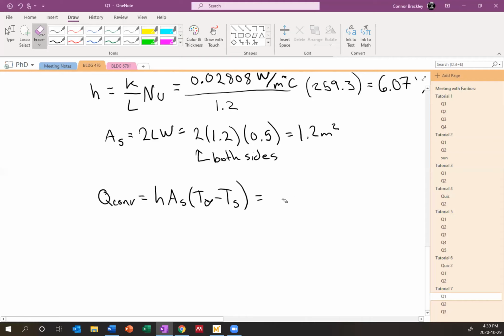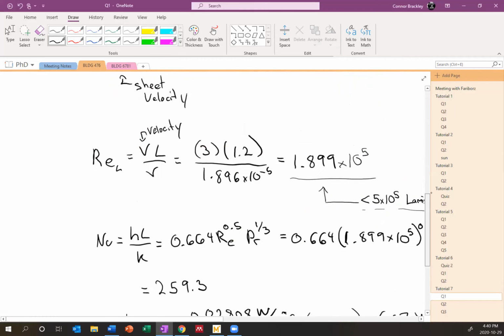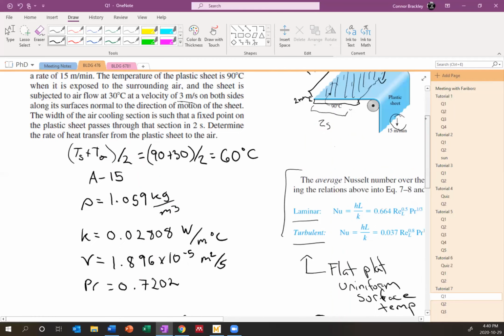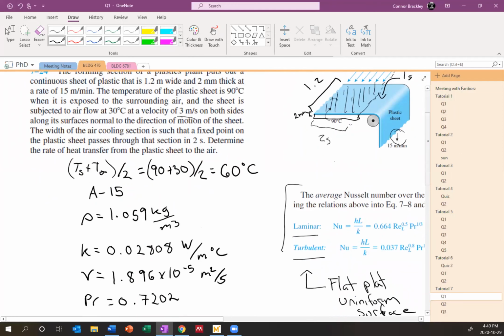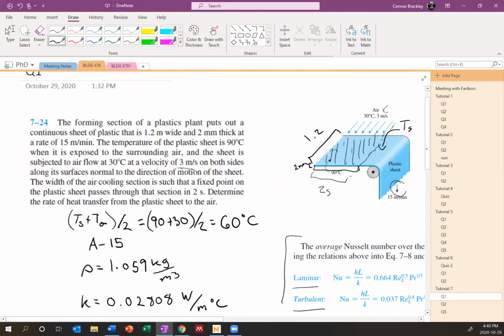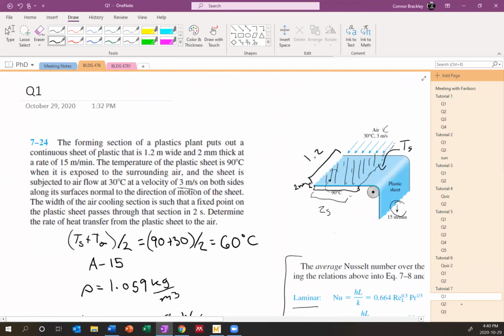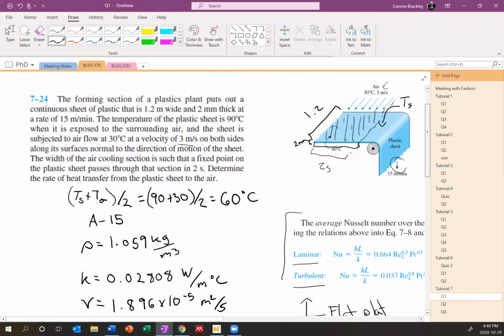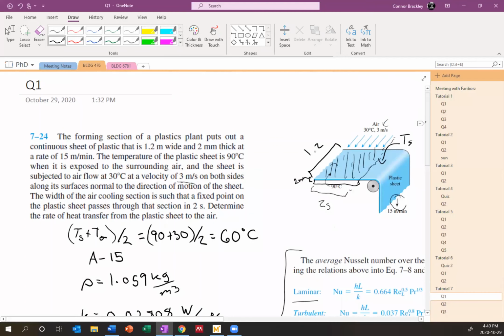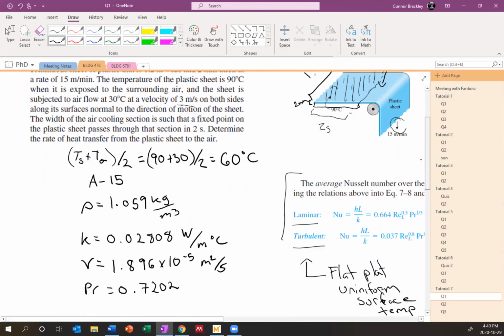Actually, to save some time I'll write it all out. We found H, we have our area, we know our two temperatures. So we can calculate this as 437 watts. Okay, and that's it. So this question's fairly straightforward. And again, it's just a matter of knowing which equations to use in which case. So this one was the flat plate, constant temperature case. The next one will also be similar, but it's going to show a little bit more about what these H's are.